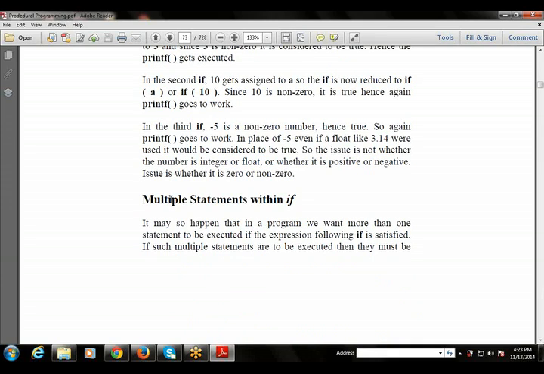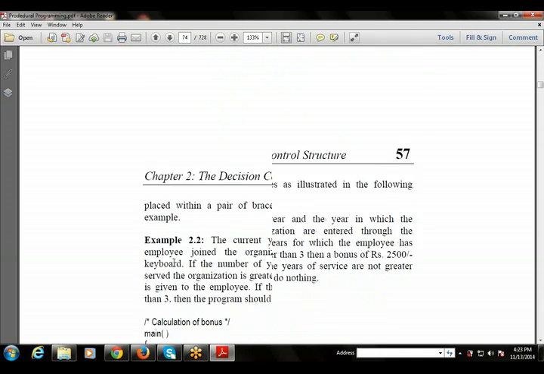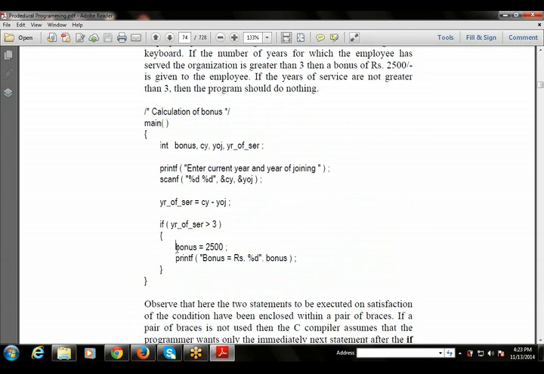Then we have discussed multiple statements within an if, that is how to use multiple statements within an if. This is multiple statements within an if, where two statements are used. This is the example that shows if the year of service is greater than 3, that is if the employee has been working for more than 3 years, then only a bonus of 2500 is given. So this is the scenario that is used.